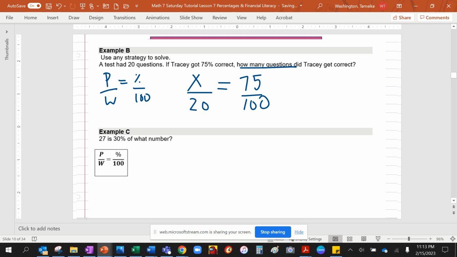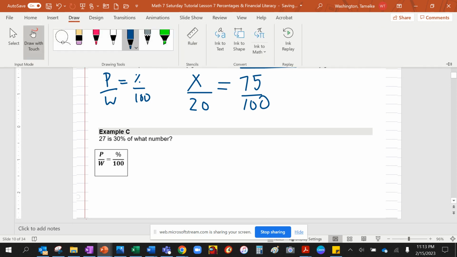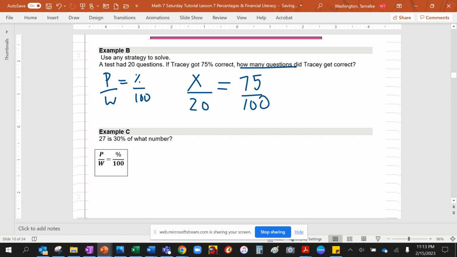In this case, I'm going to use a horizontal scale factor. I'm going to go from right to left. I'm going to be going from the bigger number to a smaller number, so that means I'm going to divide. To get from 100 to 20, I'm going to divide by 5. If I do it to the bottom, I do it to the top. 75 divided by 5 is 15. X equals 15. That means Tracy got 15 questions correct.